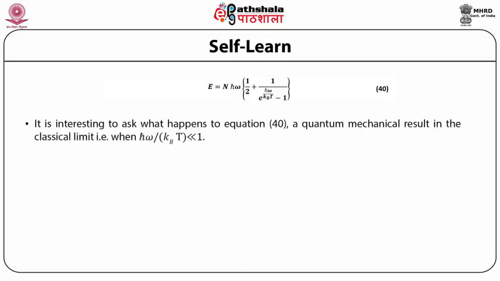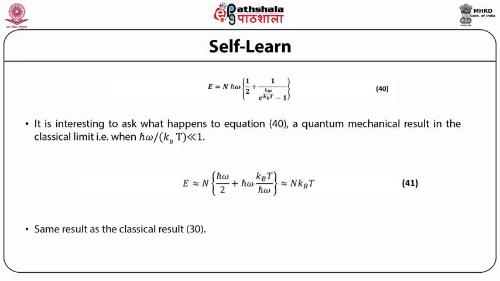It is interesting to ask what happens to equation 40, the quantum mechanical result, in the classical limit, that is, when h bar omega by k_B T is very much less than 1. One finds that E is approximately equal to N multiplied by [h bar omega by 2 plus h bar omega multiplied by k_B T divided by h bar omega], which is approximately equal to N k_B T, and it is the same result as we got in the classical case.